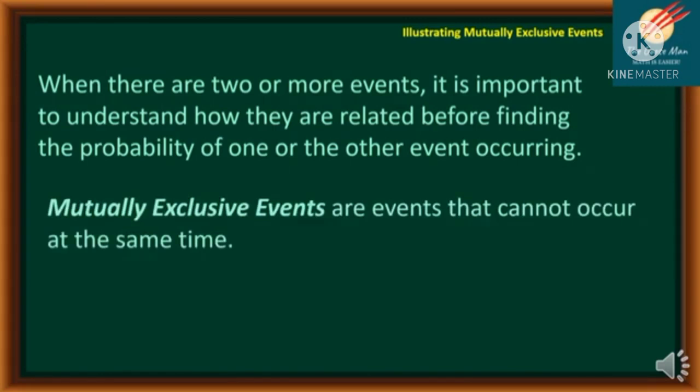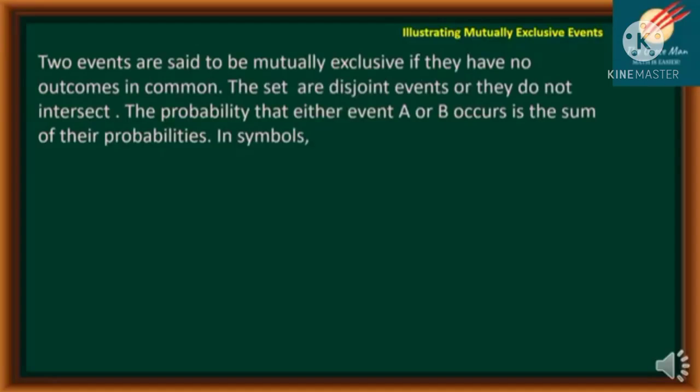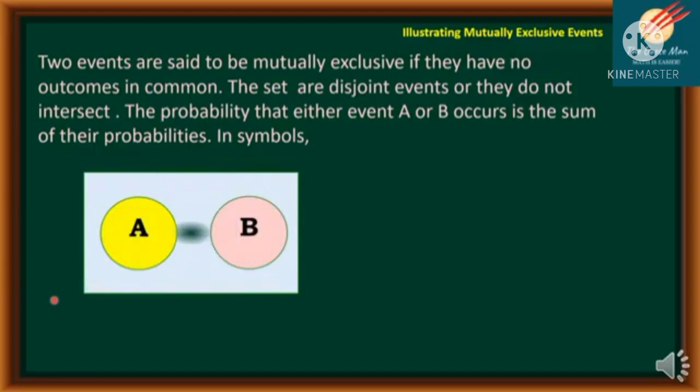So, mutually exclusive events are events that cannot occur at the same time. Two events are said to be mutually exclusive if they have no outcomes in common. The sets are disjoint events, or they do not intersect. The probability that either event A or B occurs is the sum of their probabilities.